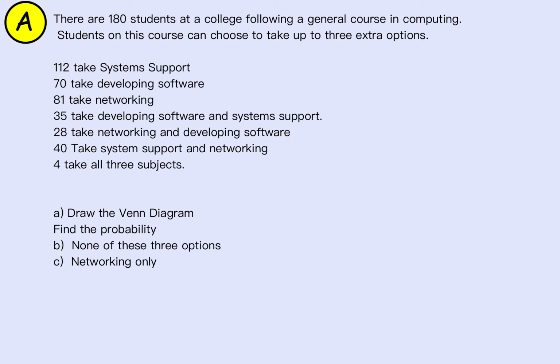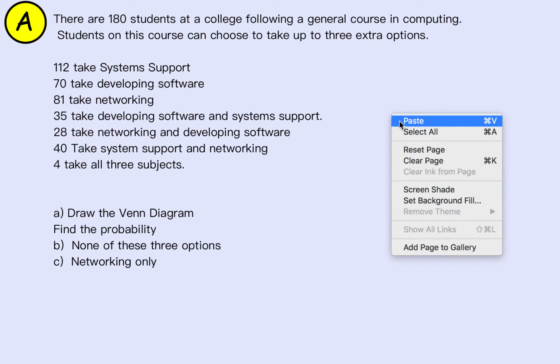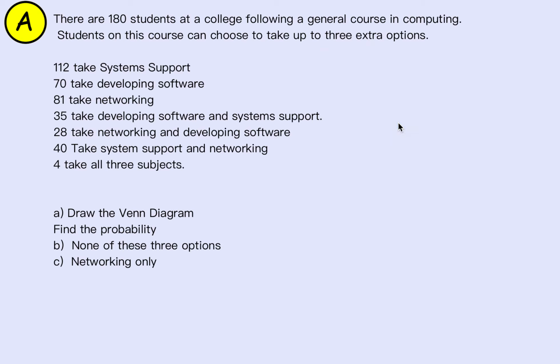Okay, so there are 180 students at a college following a general course in computing. Students on the course can choose to take up to 3 extra options. So, as we're talking about 3 extra options, we want to set out our Venn diagram. So we should have 3 circles.